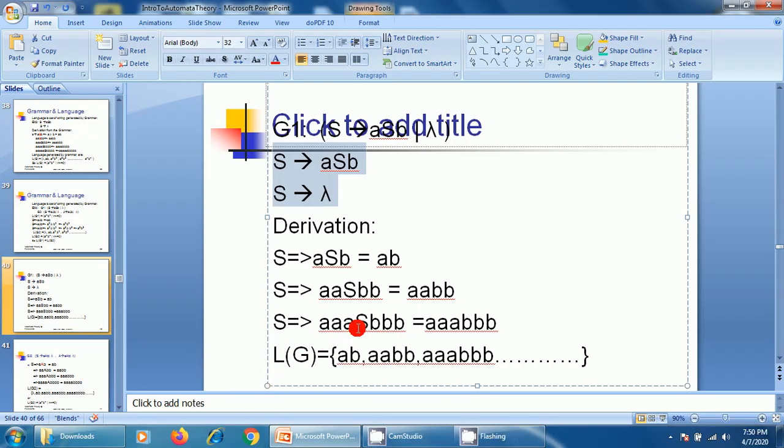Okay, similarly, if in place of capital S we write aSb, then it is 3 times a. And in place of capital S if you put lambda, then it generates 3 times a, 3 times b. Meaning, what is the language of this grammar? The language of this grammar is lambda, ab, aabb, 3 times a 3 times b, and so on. This is the language of this grammar.